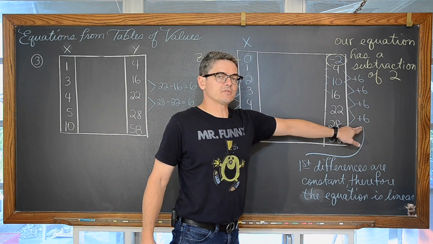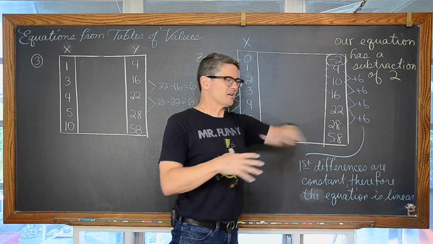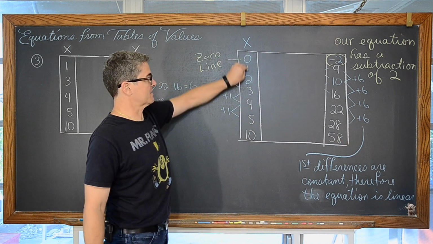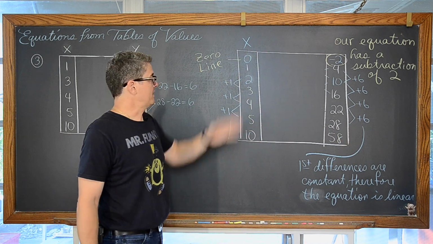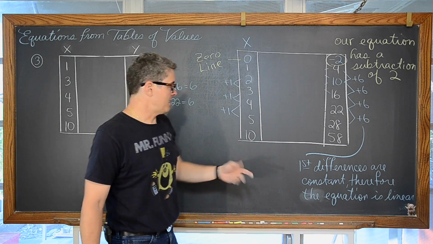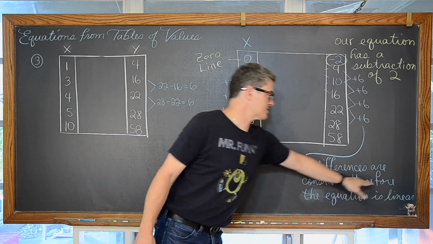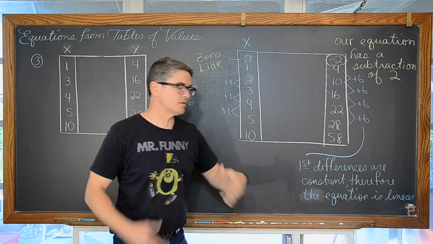And identifying that the first differences are constant is not going to be a useful pattern unless we see that consistent increase in our x column. But since our first differences are constant, therefore the equation is going to be linear.